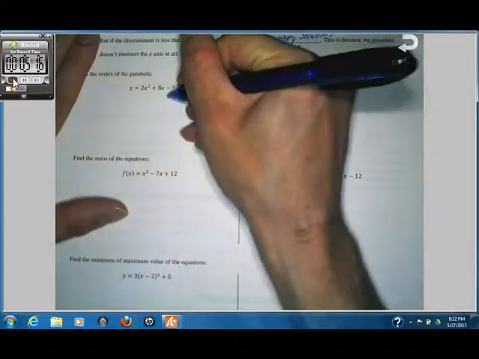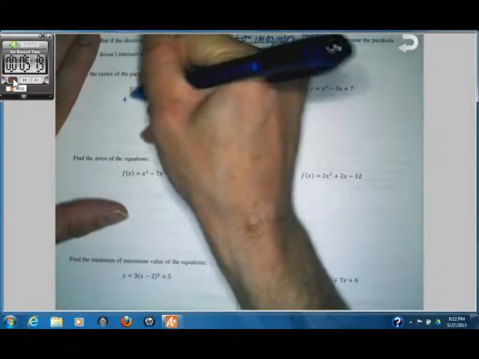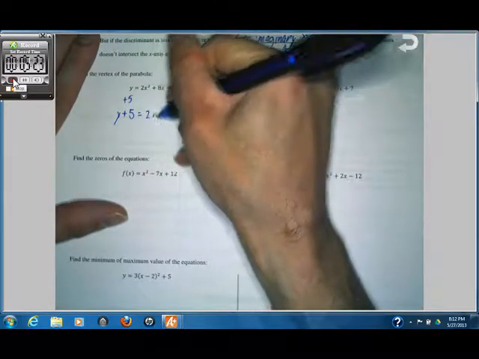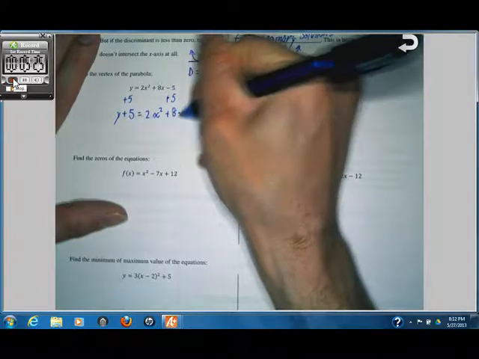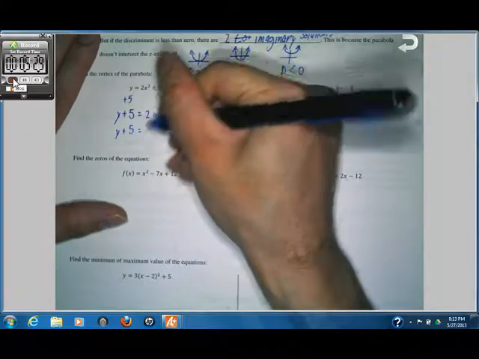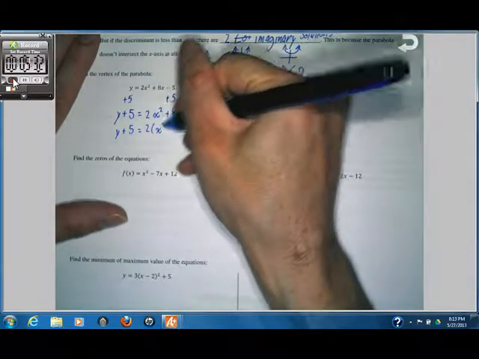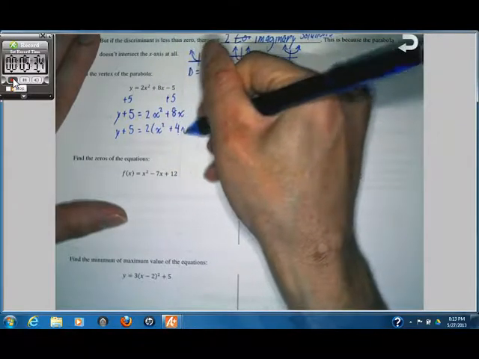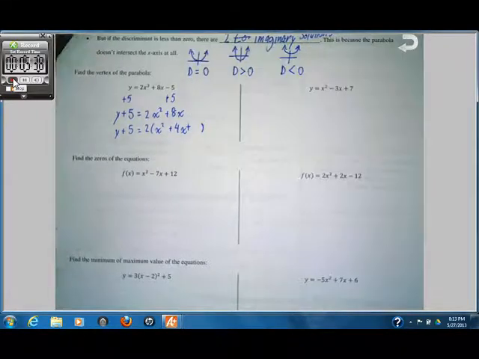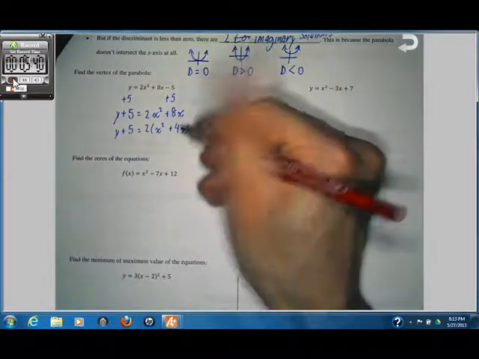So I have y plus 5 is now equal to 2x squared plus 8x. Then I have y plus 5 is equal to 2 times x squared plus 4x. Now, I'm going to complete the square by adding a constant, which is the square of this divided by 2. Well, 4 divided by 2 is 2, so I'm going to add 2 squared, but that 2 squared is inside the parentheses.